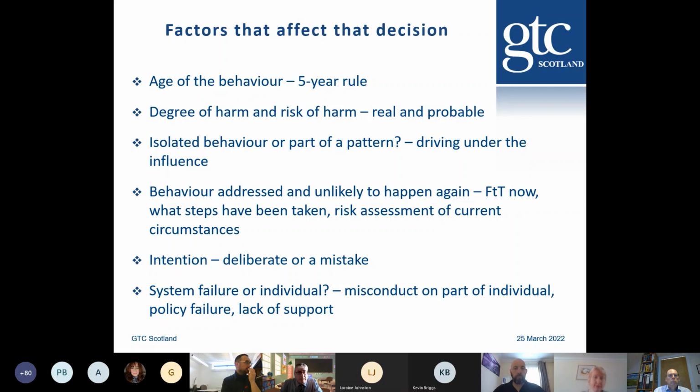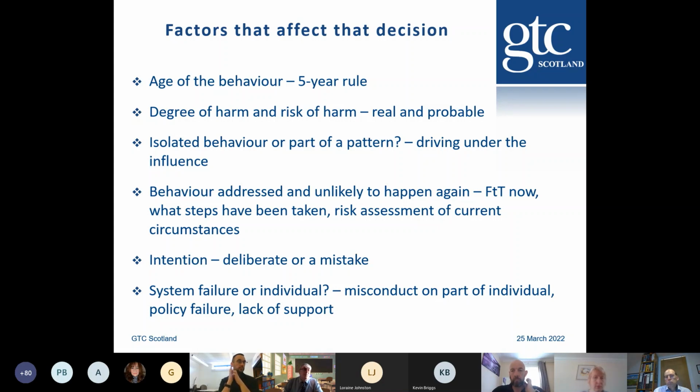It goes back to what I said earlier about it's not about punishing lecturers for mistakes made, but ensuring that learners are properly protected. We would also consider intention and would ask, was the action deliberate or was it a mistake? If it was deliberate, it would of course be treated more seriously.